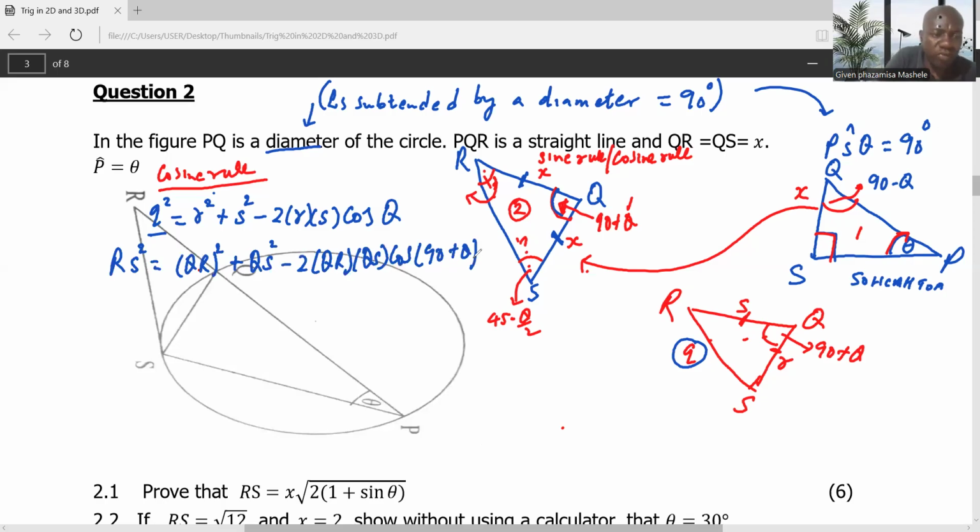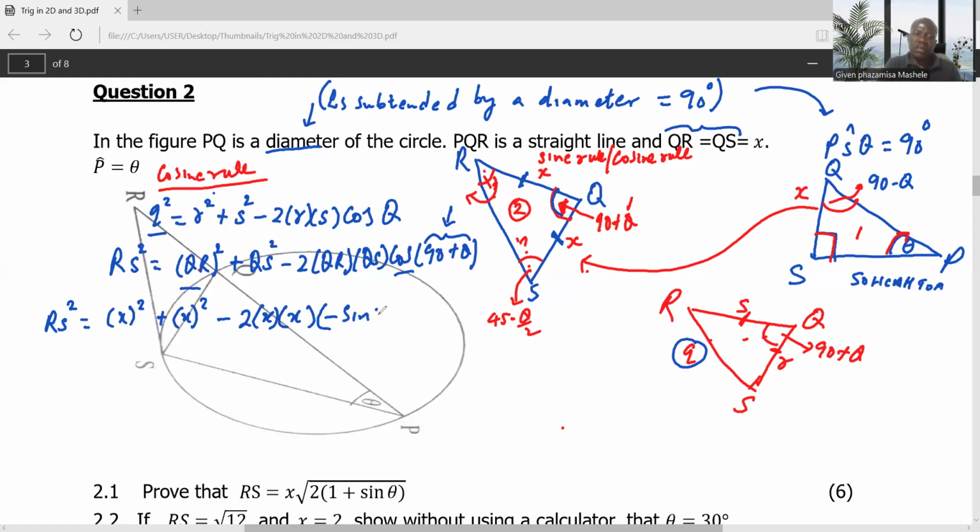Now we're going to simplify. This is RS squared. We were told that QR and QS are equal, so where there is QR, we're going to put X. QS is also X. 2 times QR, X, QS, X. 90 plus an angle is in the second quadrant, where cos is negative. But because of the 90, it's a cofunction, it will become sine theta.